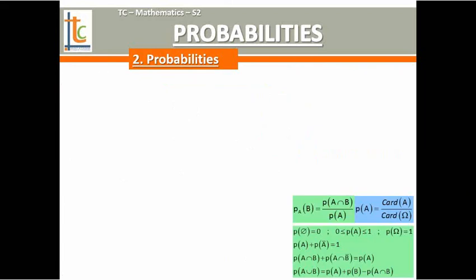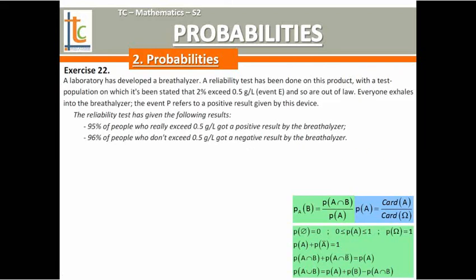Next exercise. Let's take a completely different example. A laboratory has developed a breathalyzer, in French, an éthylotest. A reliability test has been done on this product with a test population on which it's been stated that 2% exceed 0.5 grams per liter. It's the event E, exceeds.